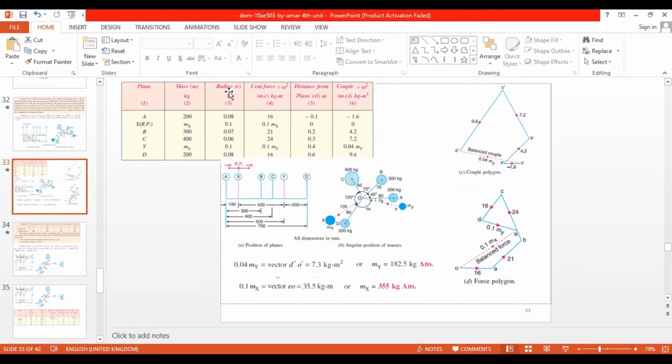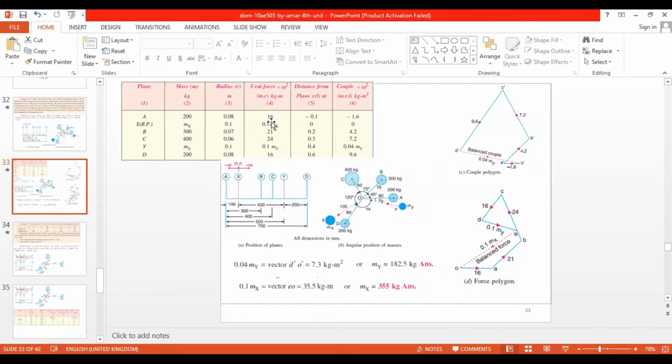Then once you are done with the radius, now we have mass and radius, so centrifugal force we can find. Force is actually m r omega squared, but we are not going to consider omega squared here since it is the same for all. Then we will go with m and r. So we will multiply this and put it in the table. This is centrifugal force.